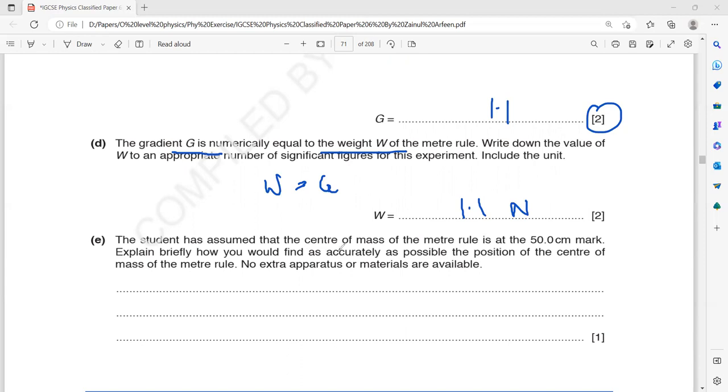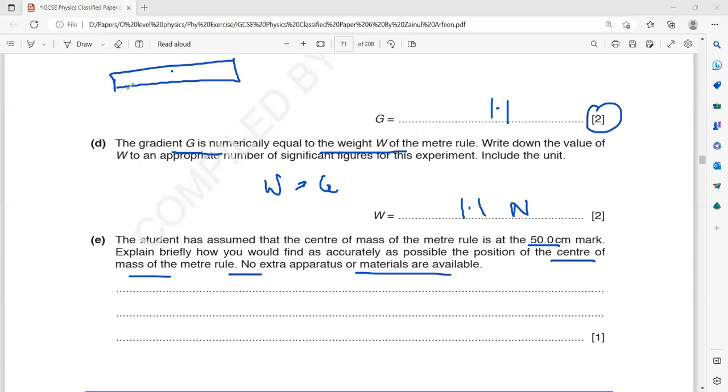The student has assumed that the center of mass of a rule is at the 50 centimeter mark. How would you find, as accurately as possible, the position of the center of mass of a meter rule with no extra apparatus or material available? Like if I have only a meter rule and I want to find where is the center of mass of the meter rule.